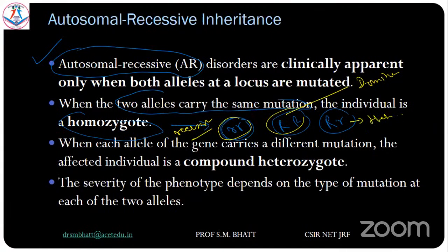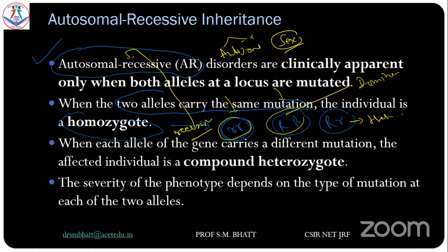This is heterozygote, right? So there is a different effect of the mutation when they are recessive. They are autosomal recessive, which means they are not related to the sex chromosome. There are two types of chromosome: autosome and sex chromosome.